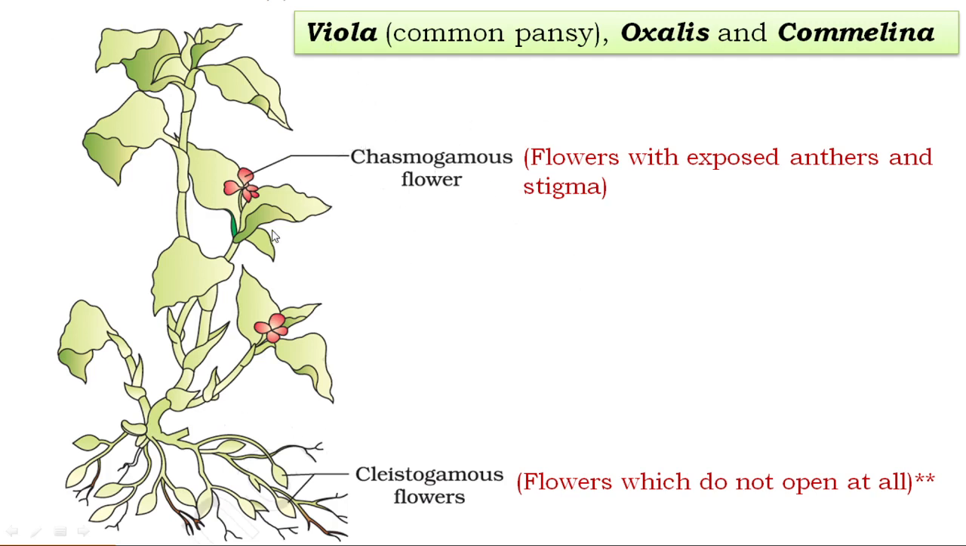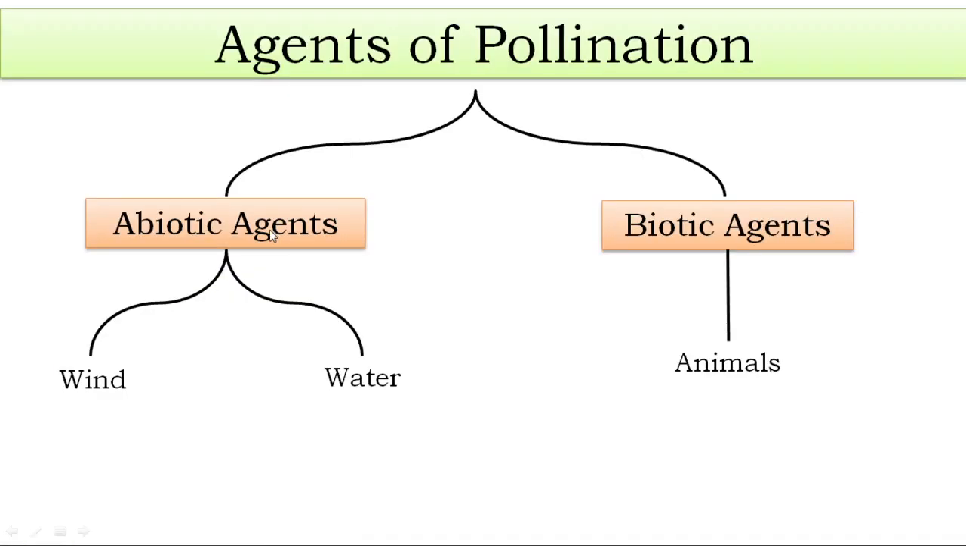You have to remember. Okay, now next, let us discuss the agents of pollination. What brings about pollination? Pollen grains cannot move on their own, right? So they need to be transferred by an agent. And there are two different types of agents of pollination: abiotic agents and biotic agents.